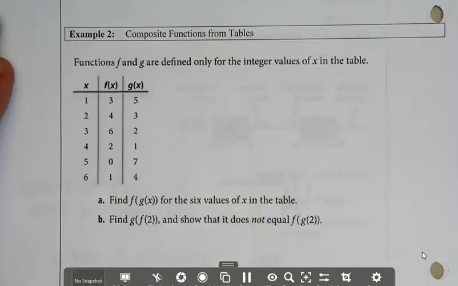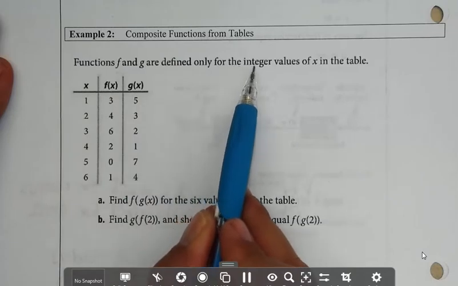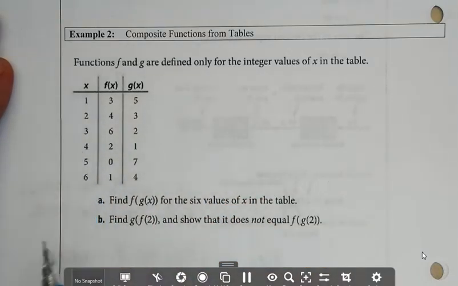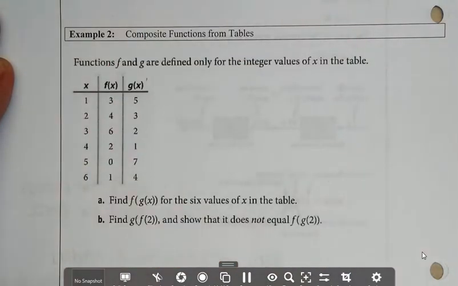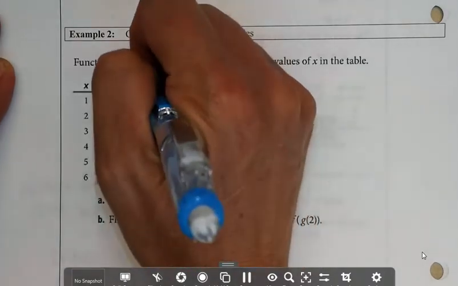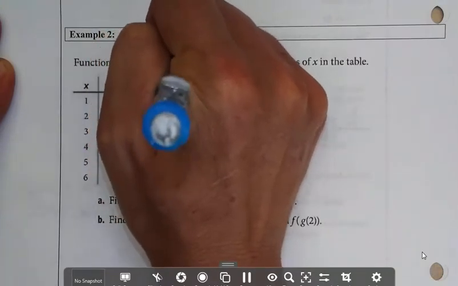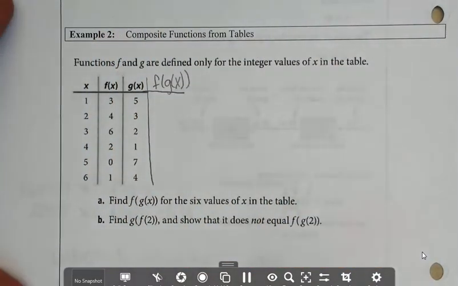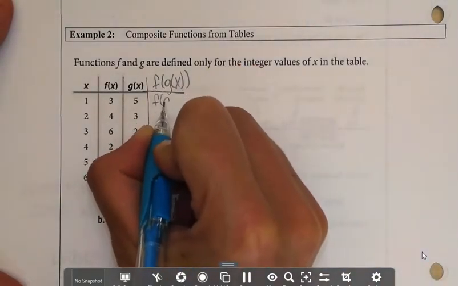Example 2, composite functions from tables, and you've kind of been doing this for a while now in our explorations. So we've got functions f and g defined only for the integer values of x in this table, 1 through 6. For A, we're going to find f of g of x for the 6 values of x in the table. So what I'm going to do is draw myself another column, and I'm going to call that f of g of x. All right, so the first one's going to be f of g of 1.